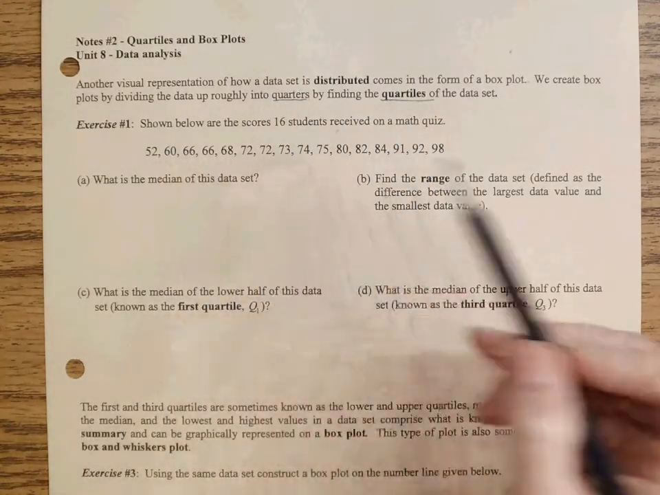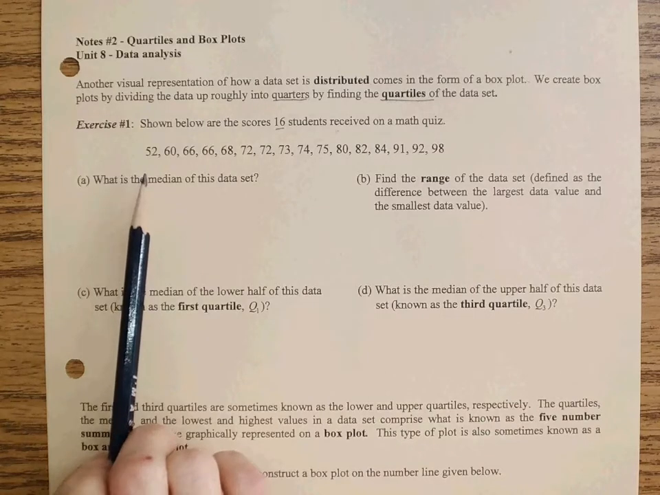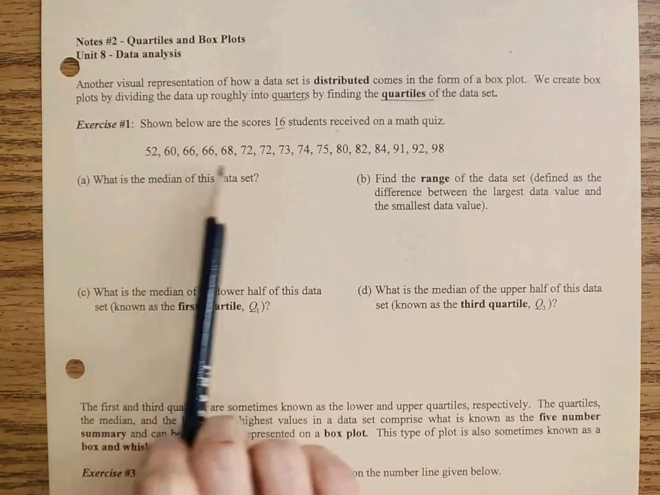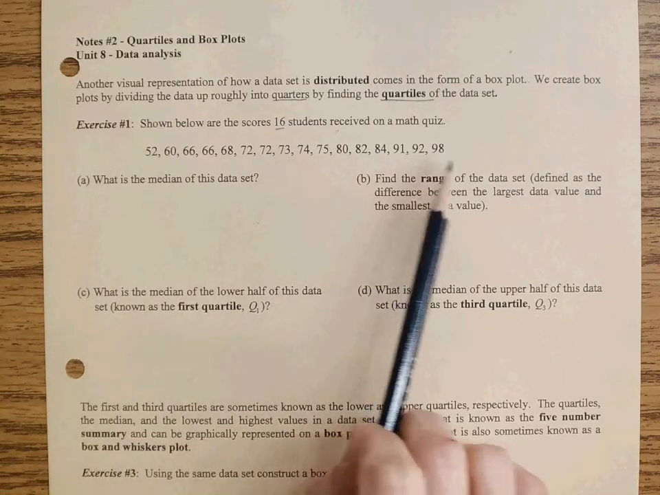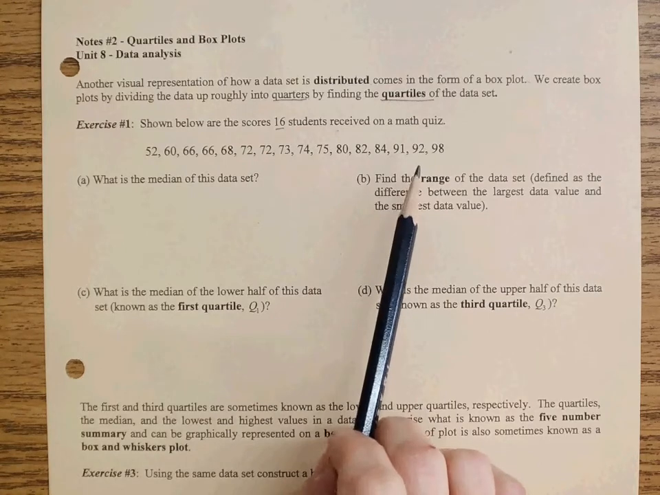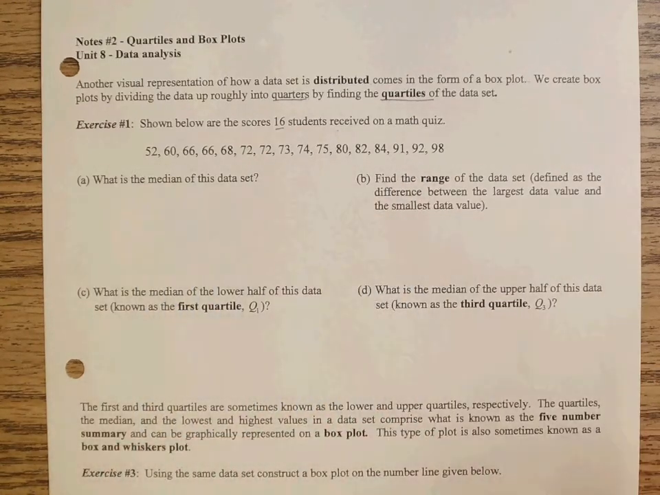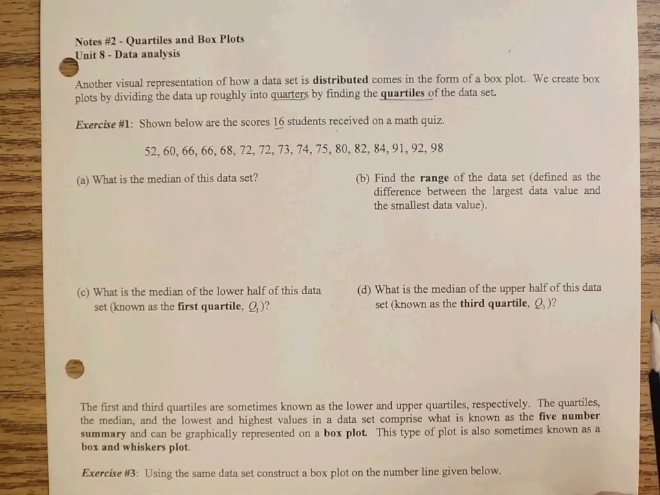Okay, so here your English skills will come into play. Shown below are scores of 16 students, that's important, that they received on a maths quiz. These are your notes, so I tried not to make it too challenging. All the numbers are placed in order for you. If for some reason they are not placed in order, you're going to have to rewrite all the numbers in order from least to greatest. So the first question I have for you is, what is the median of this data set? The median is also known as your middle number.